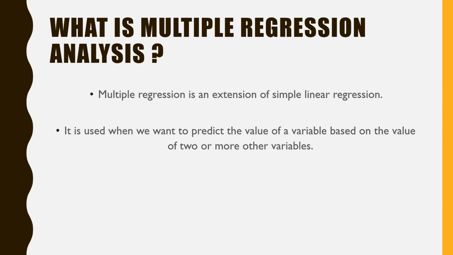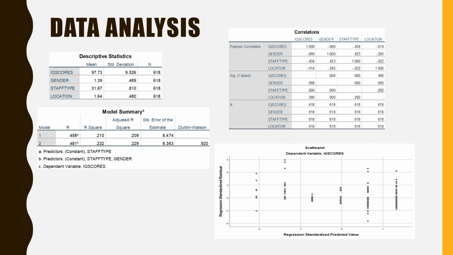In the next slide, I will be discussing an analysis on the data that I reported on the SPSS. So after pulling the data into SPSS using the multiple regression tab, I reported IQ scores as the dependent variable and the multiple independent variables being gender, staff type, and location. I ran multiple test assumptions, and here listed on the screen, you will see some of the results.